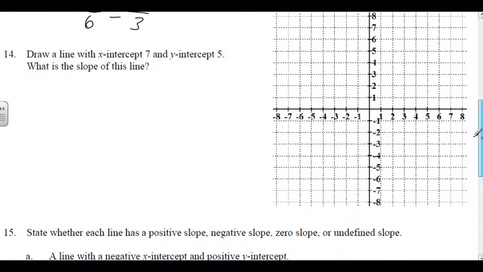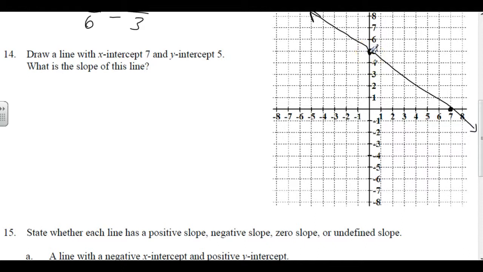Draw a line with x-intercept 7 and y-intercept 5. What's the slope of this line? Well, let's draw the line. And it's a straight line. I'm going to try and draw that. There we go, as straight as I can.